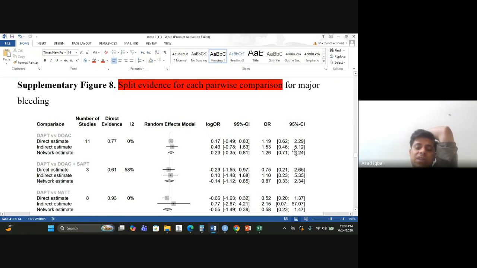Because if you look at the direct estimates, that's not significant, 0.62 to 2.29. If you look at the indirect, that's from 0.46 to 5.12. Okay. And if you look at the network, that's also non-significant, from 0.71 to 2.24. So when they are closely related with each other, that's called consistent.